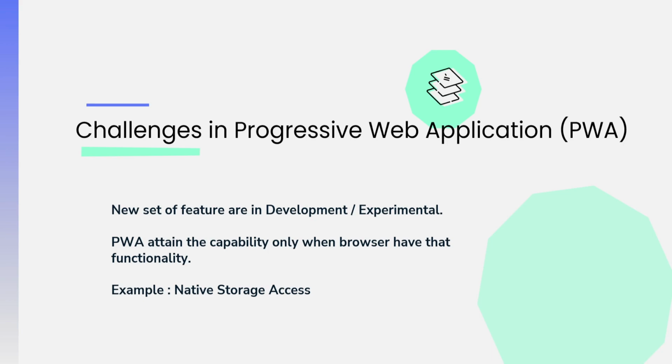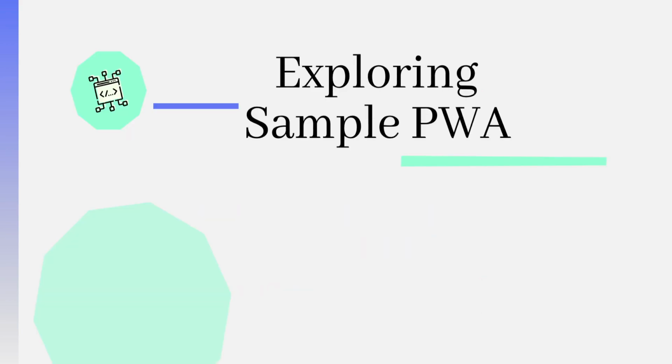A PWA attains a capability only when browsers have that functionality. This could be challenging where other browsers may not have implemented those functionalities, for example native storage access or local file system access. These kinds of functionalities might work in some browsers as they have already been implemented.